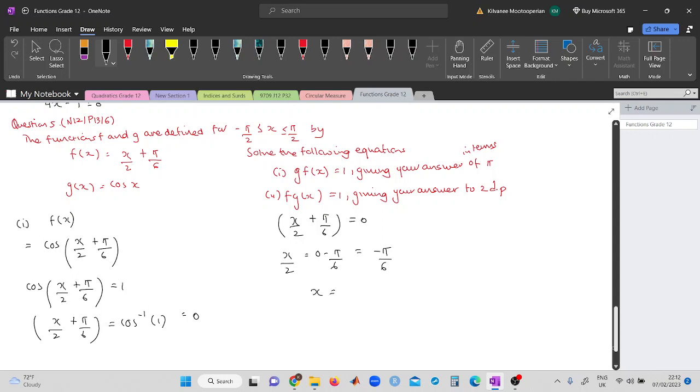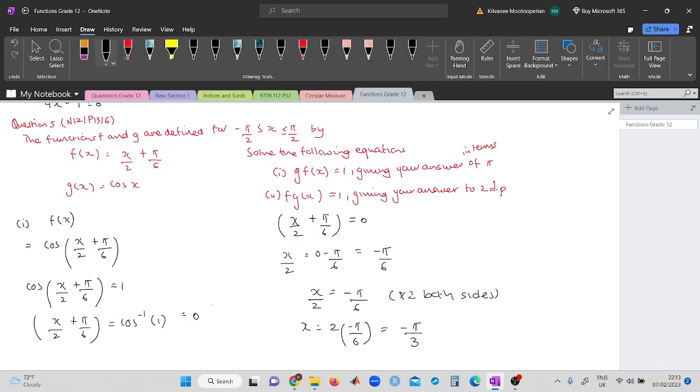x will be equal to, donc, x over 2 equals to minus pi by 6, multiply by 2 on both sides. Et finalement, x equals to minus pi by 4. Okay, so this is my first part. Donc la valeur de x évidemment leaves it in terms of pi. This is my answer. D'accord? Next, nous allons travailler the second part. Donc, prends ça screenshot là, et là, nous continuons avec deuxième partie.